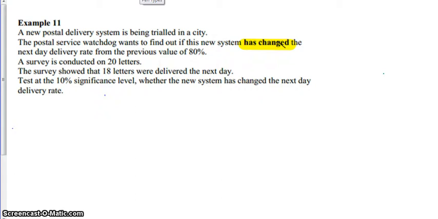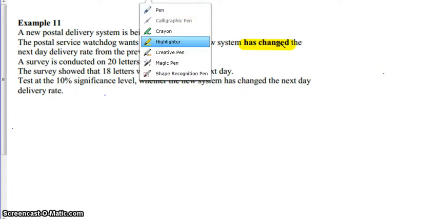The next day delivery rate from the previous value of 80%. A survey is conducted of 20 letters. The survey showed that 18 letters were delivered the next day. Let's set the 10% significance level to test whether the new system has changed the next day delivery rate.